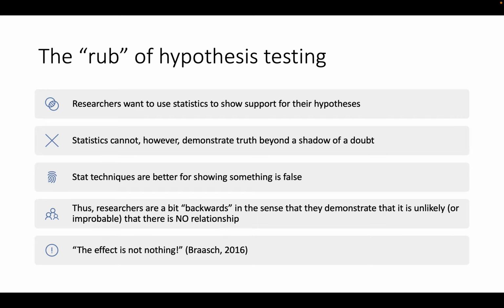Now we know you cannot demonstrate truth beyond a shadow of a doubt. We can never prove anything. However, we use statistical techniques to instead show something is false. So we work a little bit backwards in the sense that we use statistics to help demonstrate that it is unlikely there is no relationship. The effect is not nothing, is a quote I like to use to think about this. But honestly, right now, it probably doesn't make a lot of sense, but we're getting there.